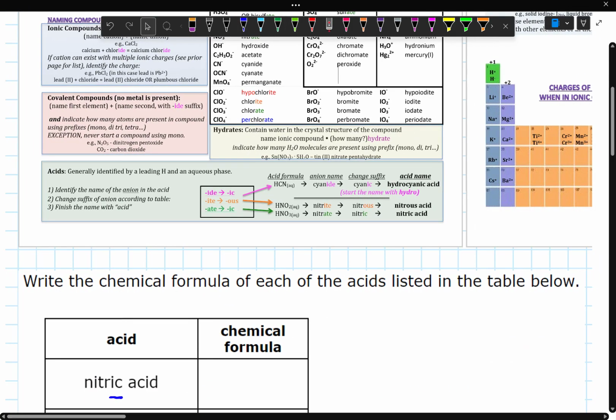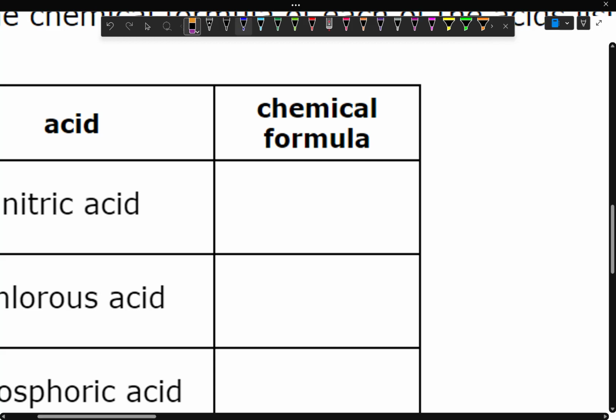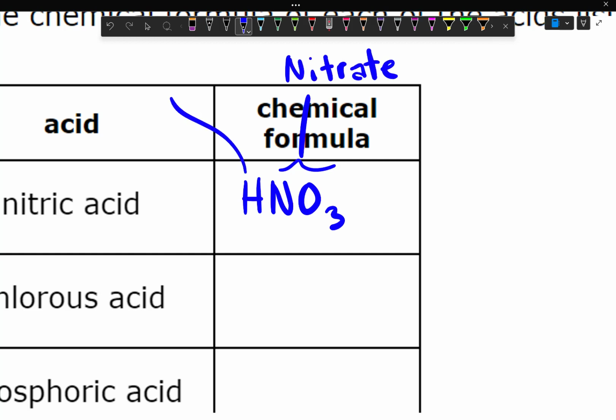So we know that nitric acid is going to be HNO3, where this is our nitrate. Sorry, let's make that more visible. This is our nitrate, and this is our hydrogen.